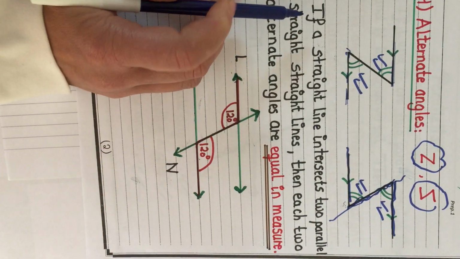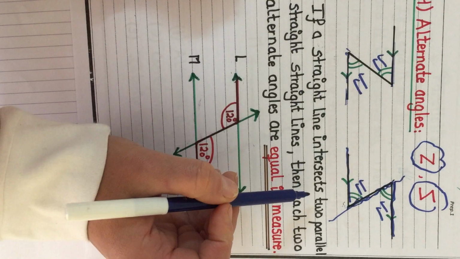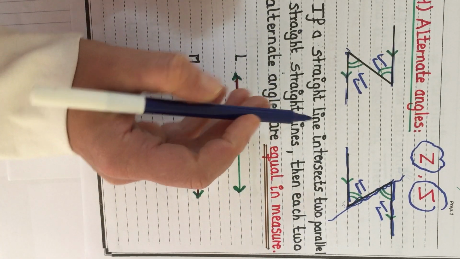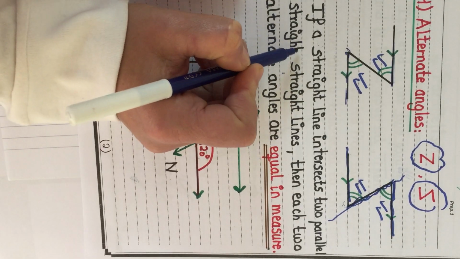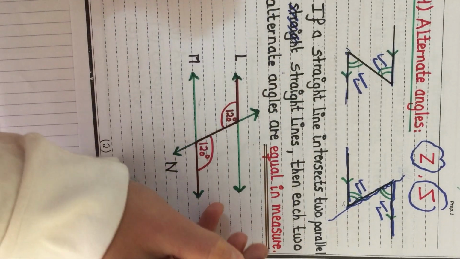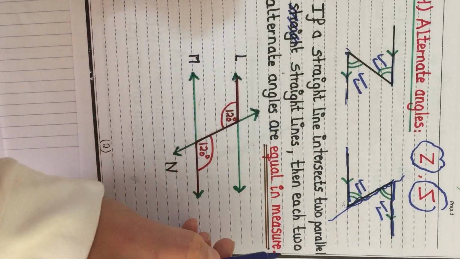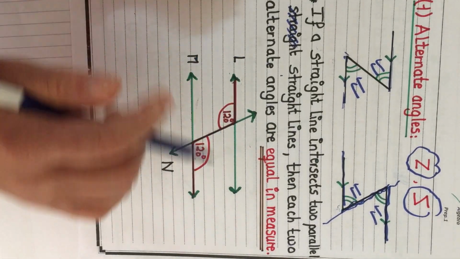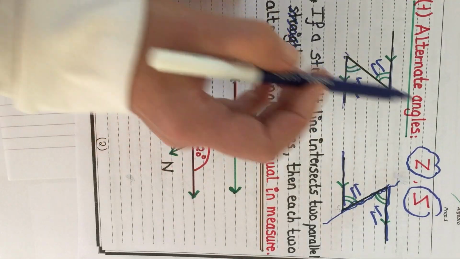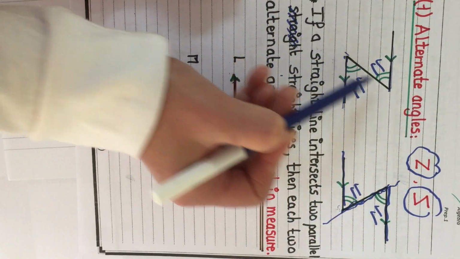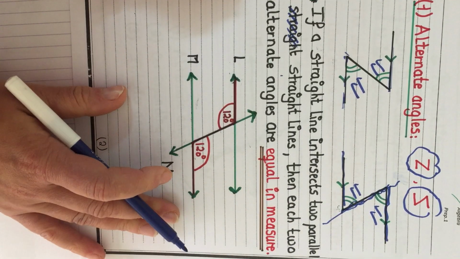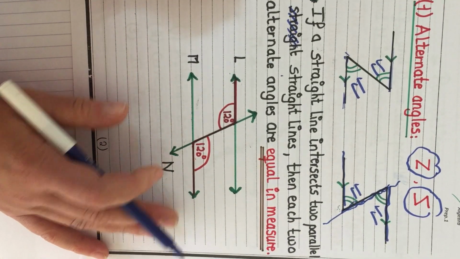So let's take our explanation. If a straight line intersects two parallel straight lines, sorry, we wrote straight here two times. So if a straight line intersects two parallel straight lines, then each two alternate angles are equal in measure. So if we have two parallel lines and a straight line come and cut these two parallel lines, then each two alternate angles are equal in measure.